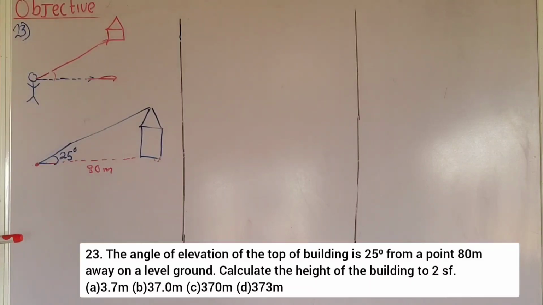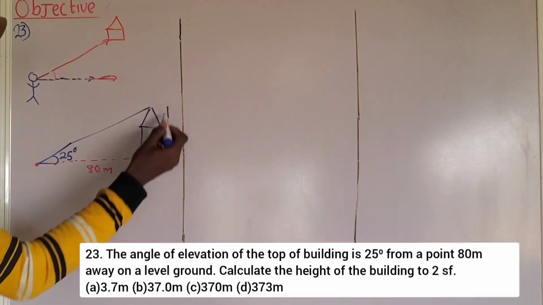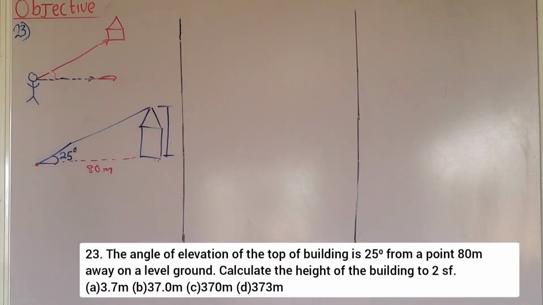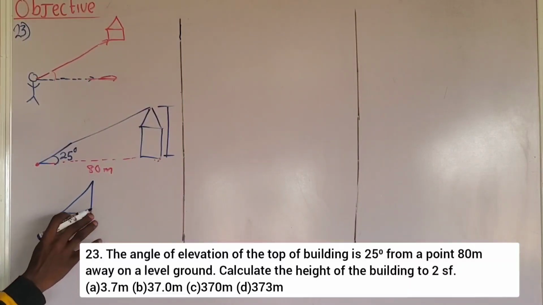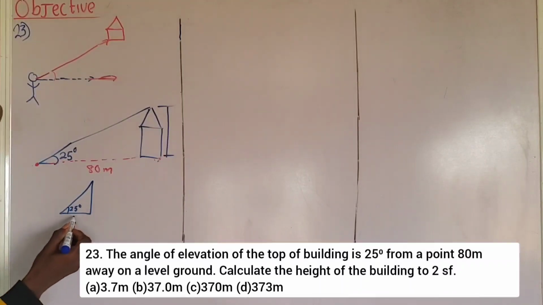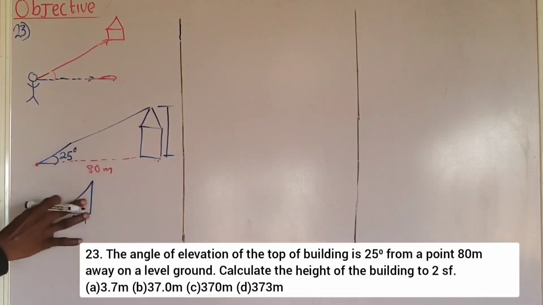The height of the building is this, okay? You can see that this diagram looks like a shape, and the name of that shape is triangle. Now, what kind of triangle can we call this? It is called a right angle triangle. So I can redraw it like this. I'm going to have 25 degrees here and 80 meters here. You understand?